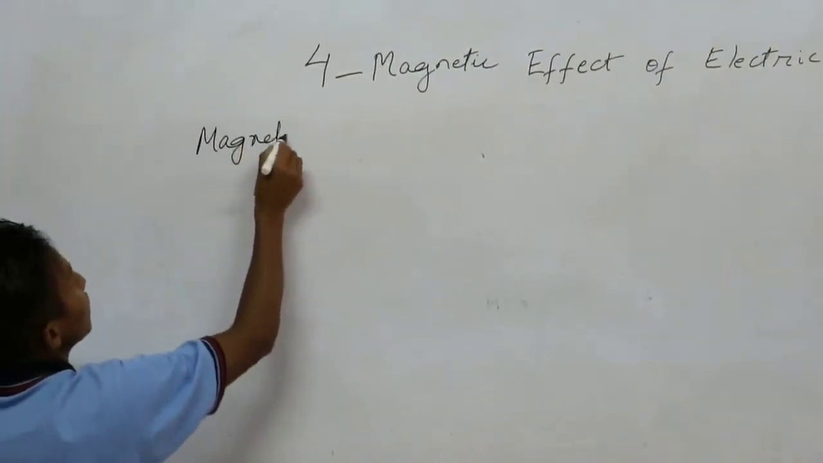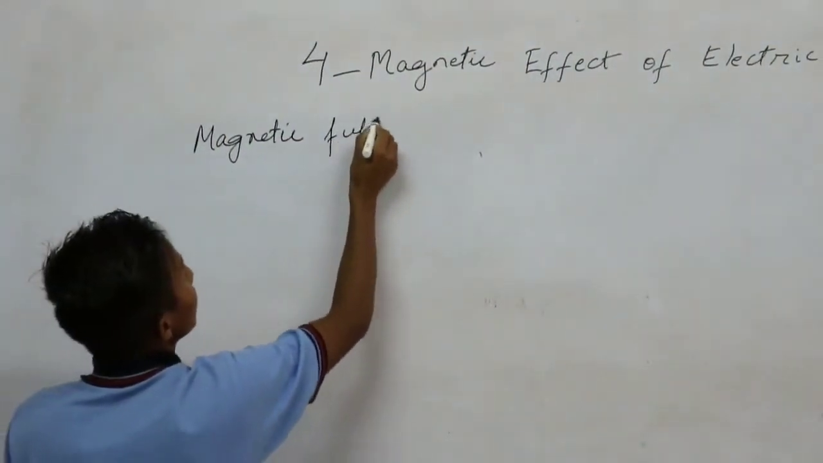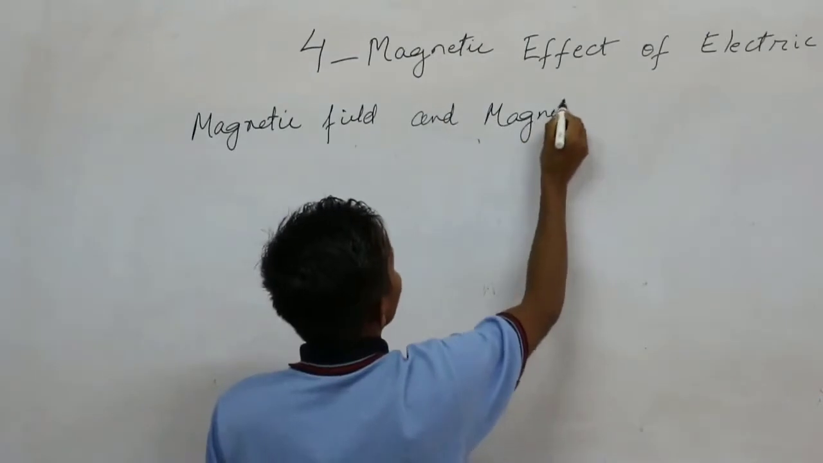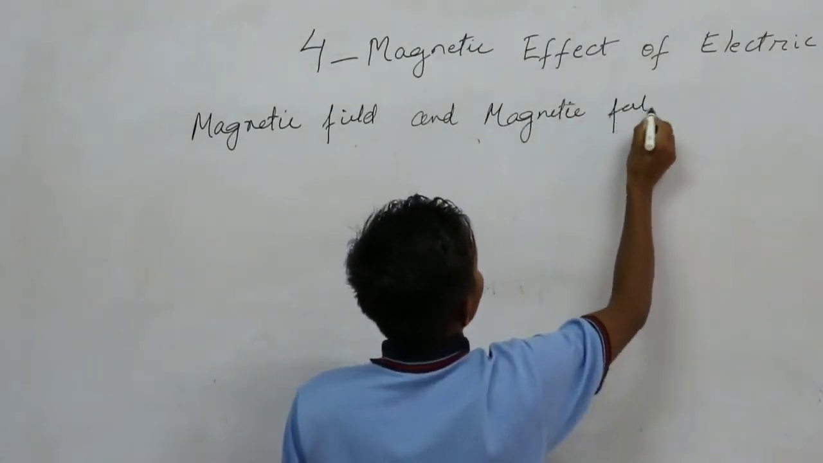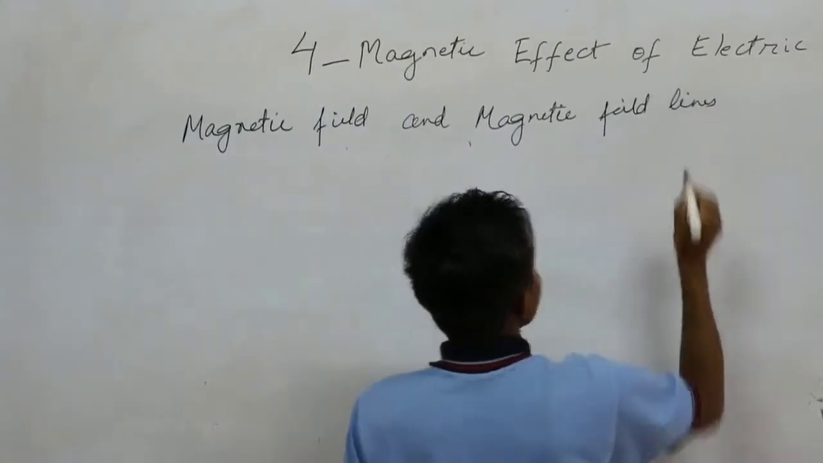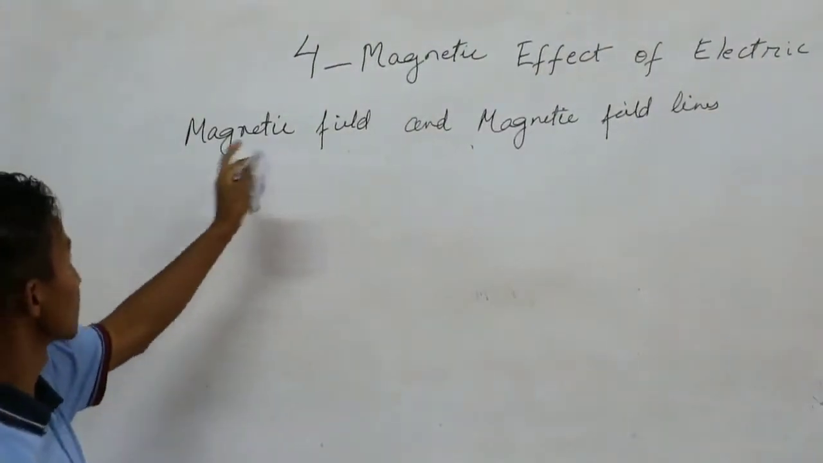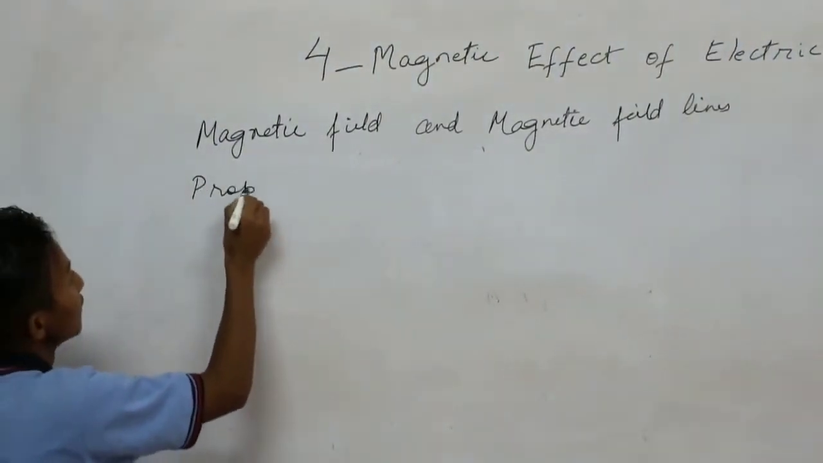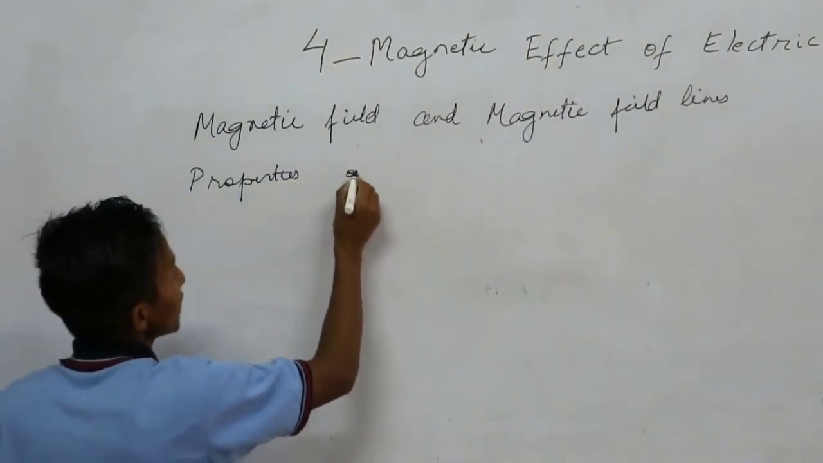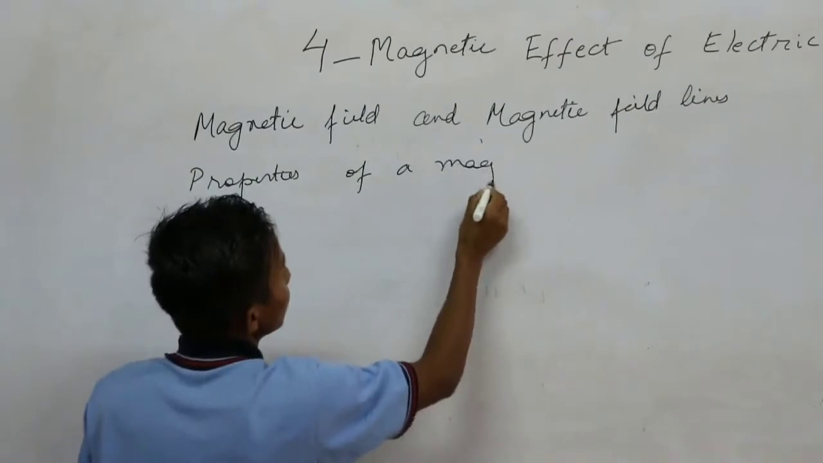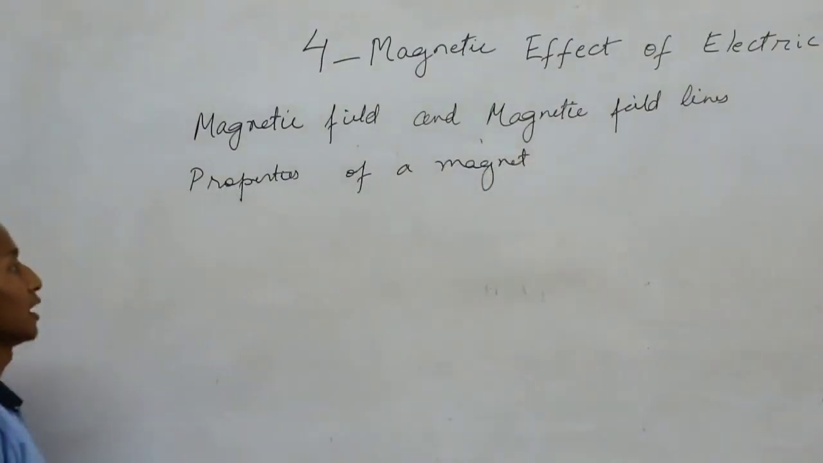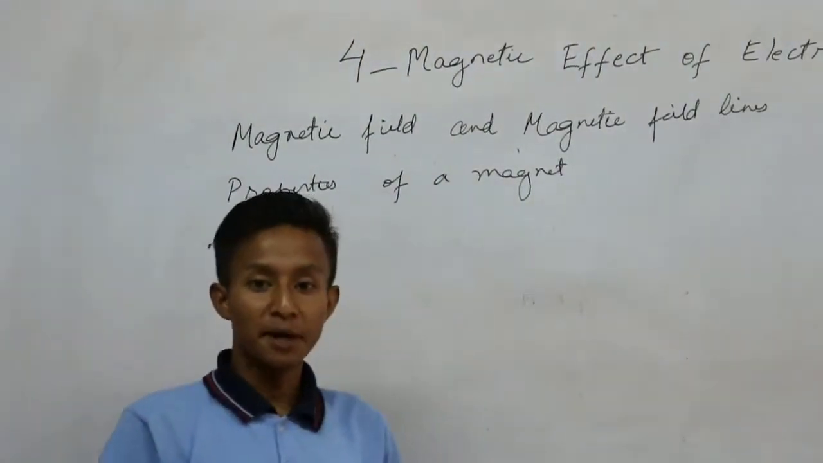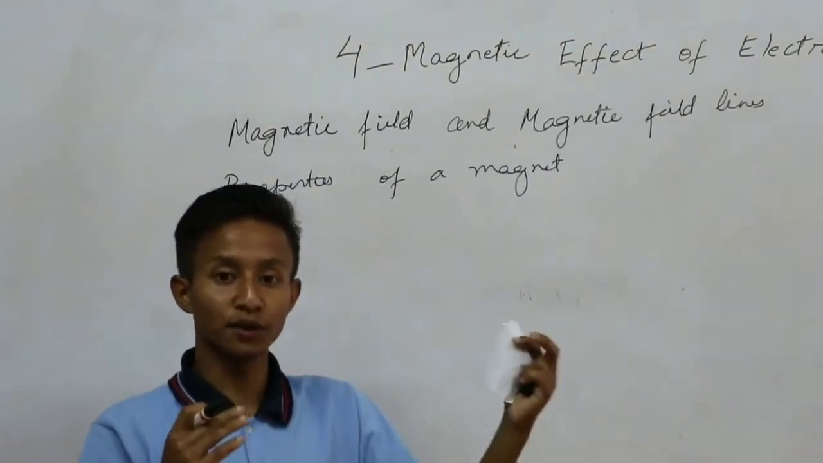Magnetic field and magnetic field lines. Going toward this topic, let me discuss some properties of the magnet. We discuss with the help of a bar magnet. First point, a magnet always points in the north-south direction.